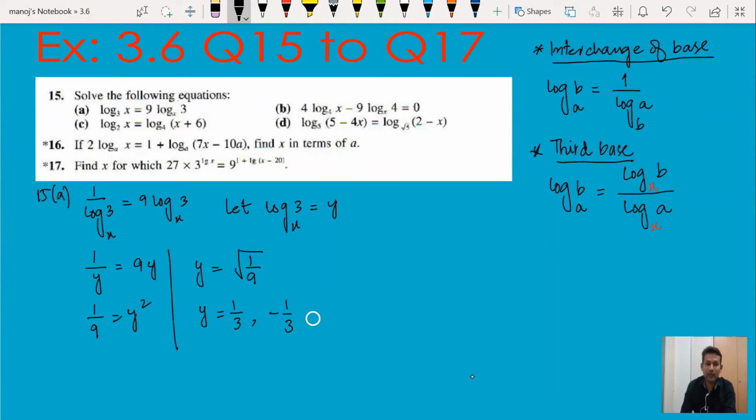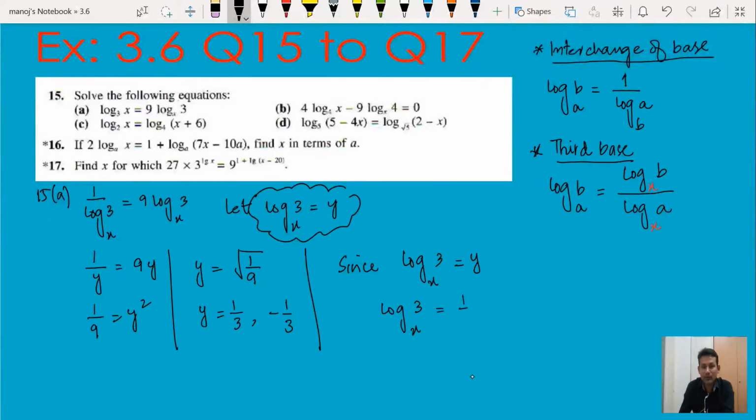Now this is done. Now what's the result? Because we need to find the value of x, not y, we have to write here: since log x3 was equal to y. So what is y equal to? 1 upon 3. I'm writing here log x3 is equal to 1 upon 3.